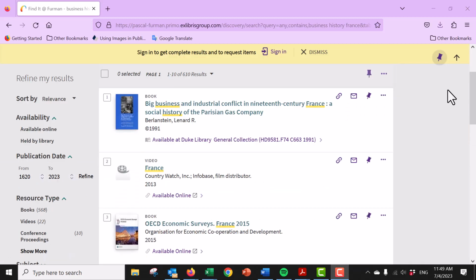But take a deeper look. Once we start looking at the specific sources it's pulled up, we might find that they are more helpful or less helpful. The first result that this search pulled back, for example, is a specific history of something called the Parisian Gas Company. Maybe that's really helpful to the paper that we want to write. Maybe that's too specific. Take a look at the date as well. This book is over 30 years old. Maybe there are more recent things that have been said about the history of business in France over the past 30 years. What about the second one? The second result is a video just called France.